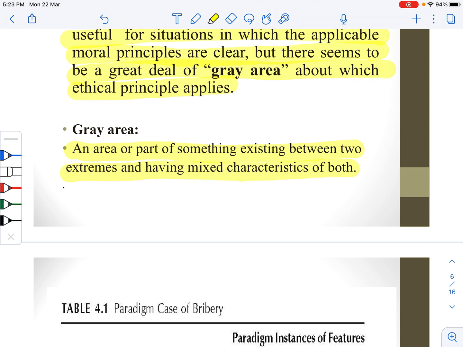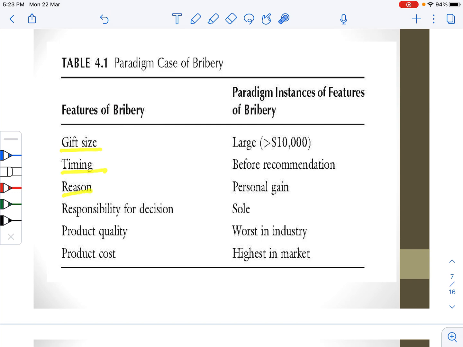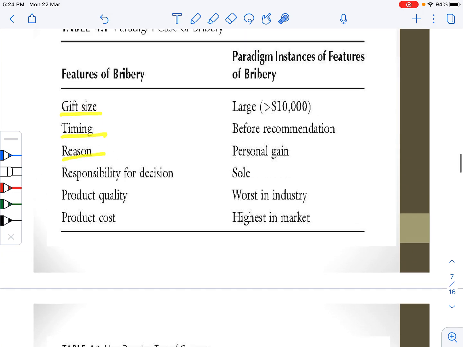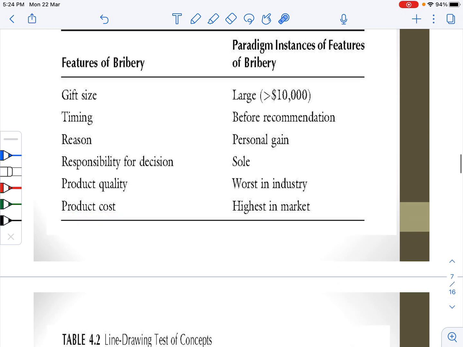Okay, to make it clear, you can have a look at this example here. You have a case study of a bribery. So you have the definition: what is the gift size, timing, reason. You first jot down the definition. For it to become a bribery, what is the amount that it should be? It should be greater than 10,000, for example US dollars here. So less than 10,000, you don't consider as a bribe. Then the timing, the reason. So for each one, you put the definition.